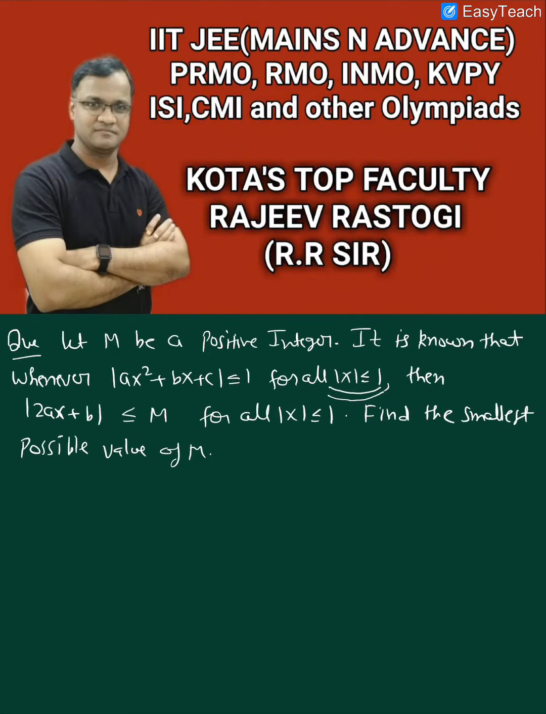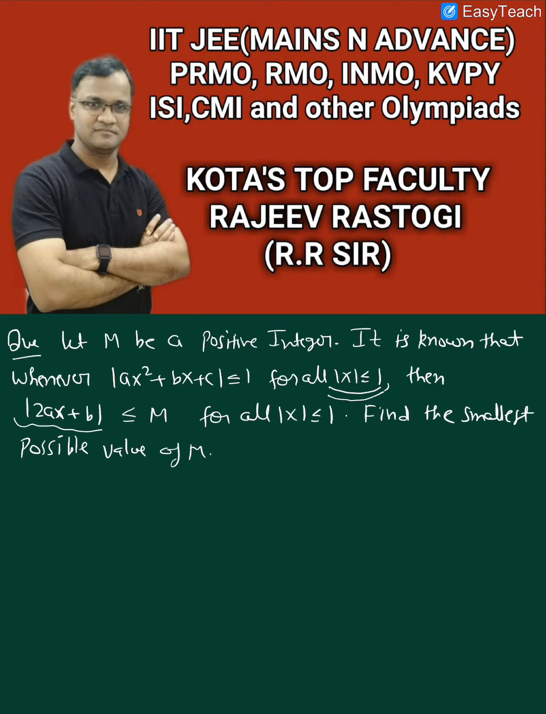Hello everybody, in this lecture I am going to solve a beautiful algebra problem, and the problem is already written on iPad. In this problem we are given m is a positive integer and mod of ax square plus bx plus c less or equals to 1 for all values of x belongs to closed interval minus 1 to 1. And m is the least upper bound of the function mod of 2ax plus b for all x belongs to closed interval minus 1 to 1, and we have to find out the value of m.